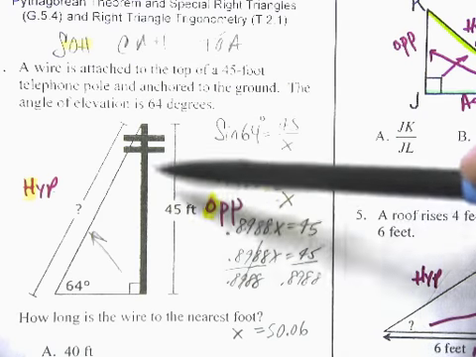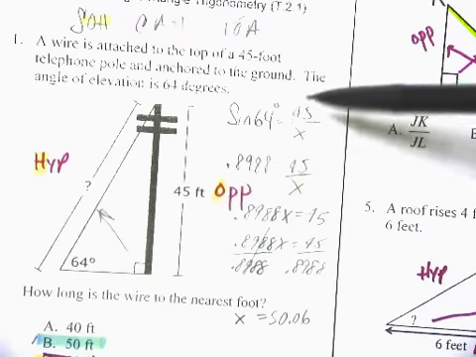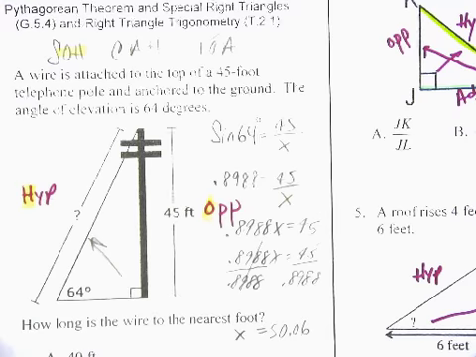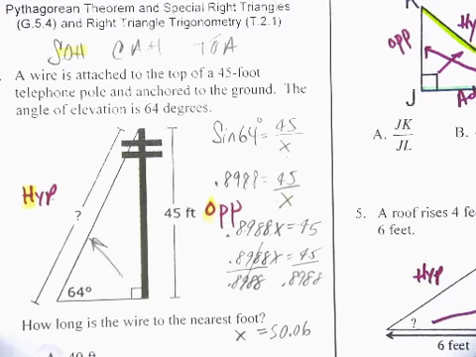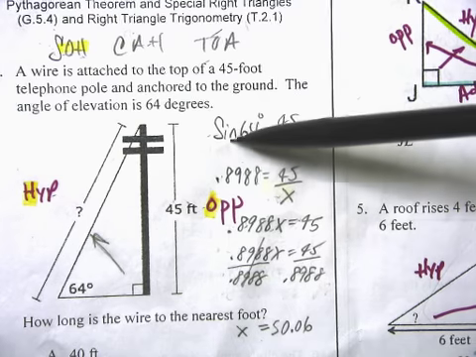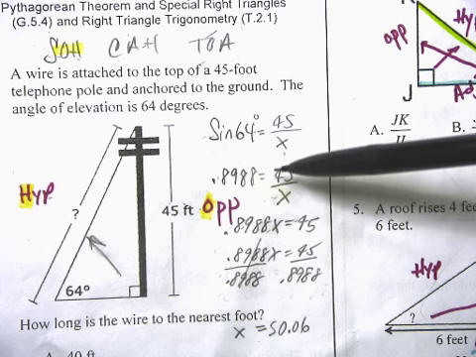Well, the opposite side is 45, so I put that here, and the hypotenuse I don't know, so it's x. That's why it's 45 over x. Now I go into my calculator, I type in the sine of 64 degrees, I get 0.8988, and that's going to be equal to 45 over x.